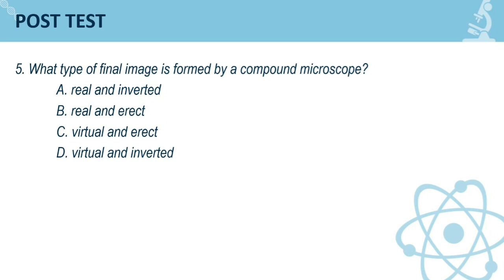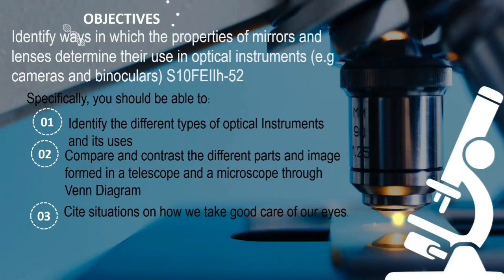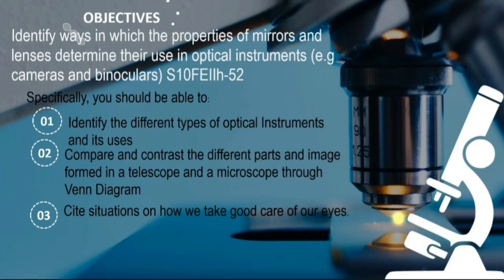So there we have it, class. We have identified how the properties of mirrors and lenses determine their use in optical instruments. We have also identified the different types of optical instruments and their uses. We have compared and contrasted the different parts and images formed in a telescope and a microscope. And we have also cited situations on how we can take good care of our eyes. Great job, class. Let's give 5 claps for ourselves.